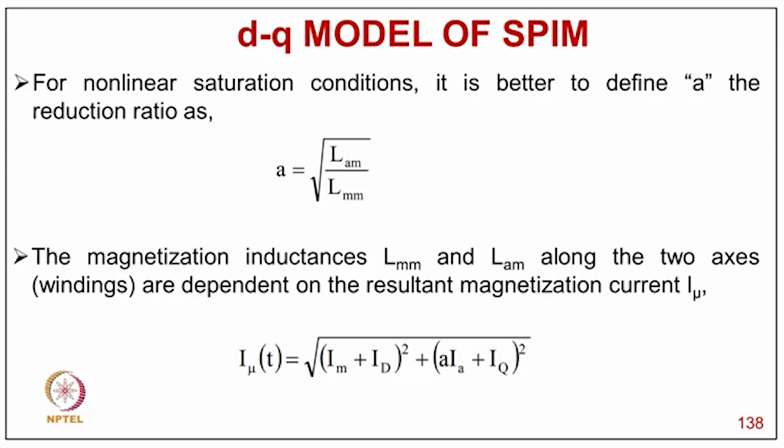So for nonlinear saturation characteristics, it is better to define the reduction ratio a equals square root of LAM upon LMM, and the magnetizing inductances LMM and LAM along the two axes are dependent on the resultant magnetizing current I mu.